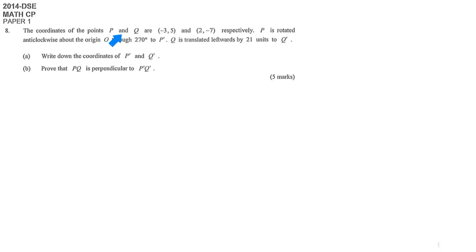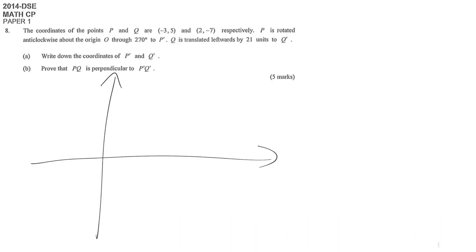In this question, they give you 2 points P and Q with coordinates, and then they say that P is rotated anticlockwise, and also Q is translated leftward. So a very important thing is you must draw properly. You should draw the rough position of P and Q. It also gives you an idea of how you can rotate it.